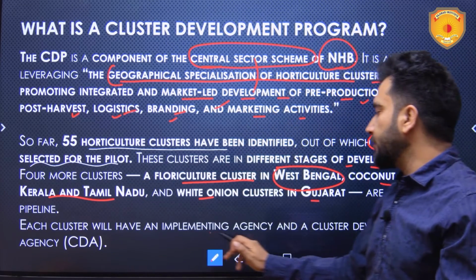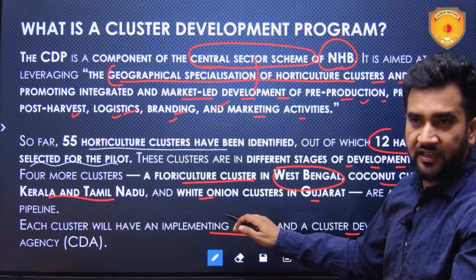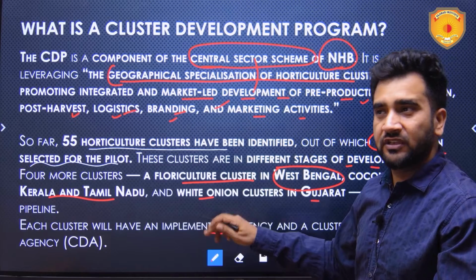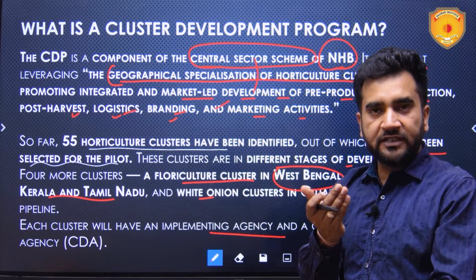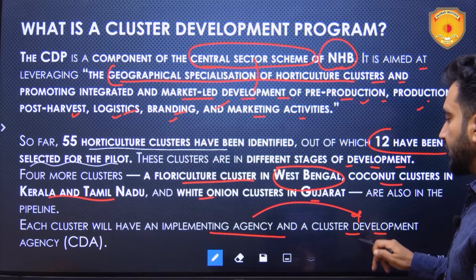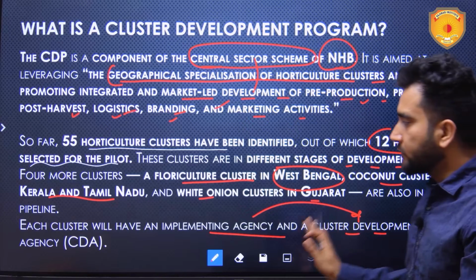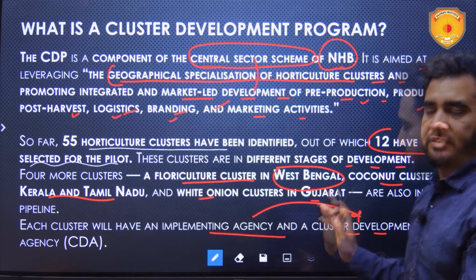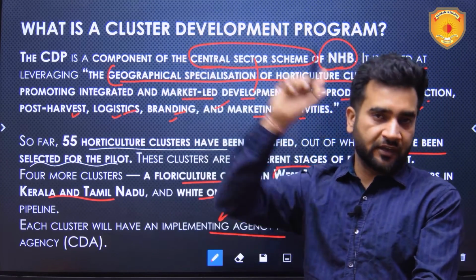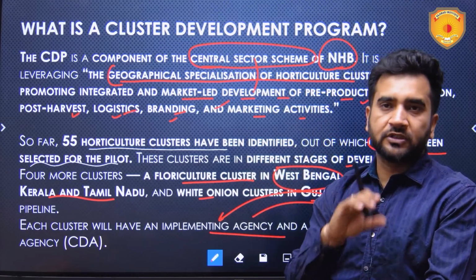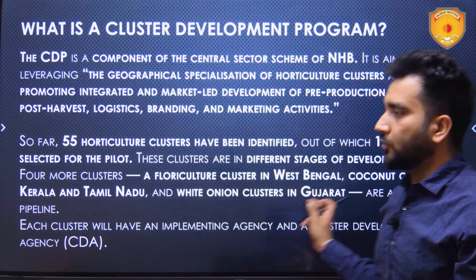Each cluster will have an implementing agency and a cluster development agency. This implementing agency takes those QR codes or those e-rupee vouchers from the vendors, and then submits them to the cluster development agency, which is at the apex. When this cluster development agency approves it, only then are subsidies released. Cluster development agency sends those subsidies through implementing agencies to the vendors. This is how the process is done in CDP-SURAKSHA, and this is how the cluster development program works.